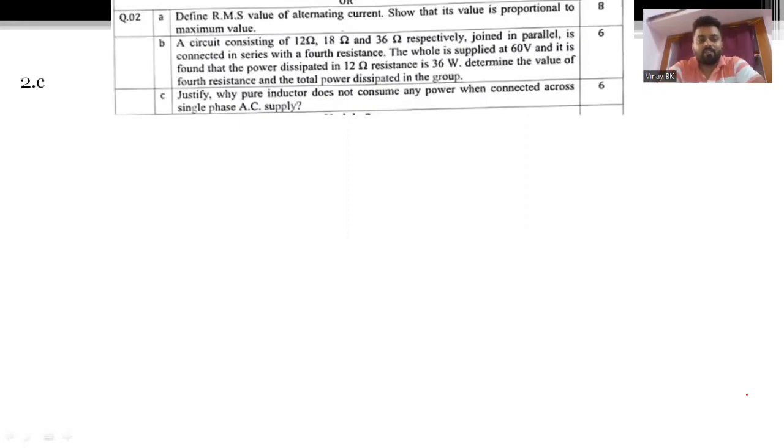Next is the last question to see. Further questions we'll discuss in part 2. So what is the 2C now? Justify why a pure inductor does not consume any power when connected across a single phase AC supply.